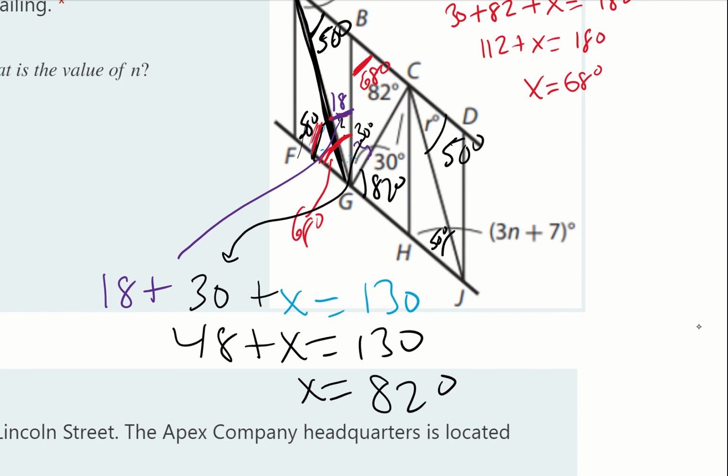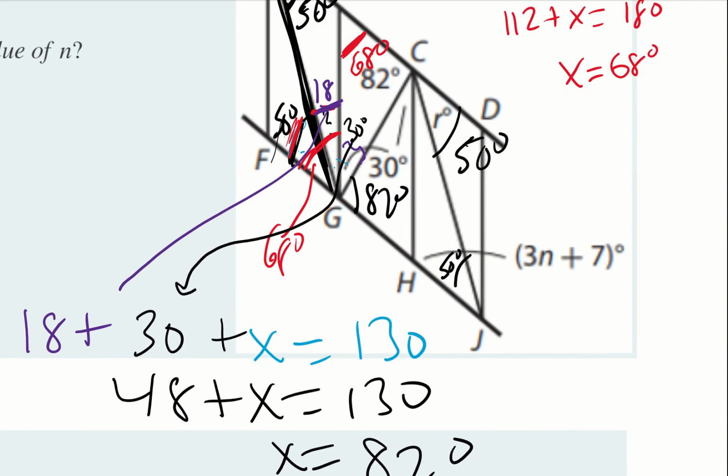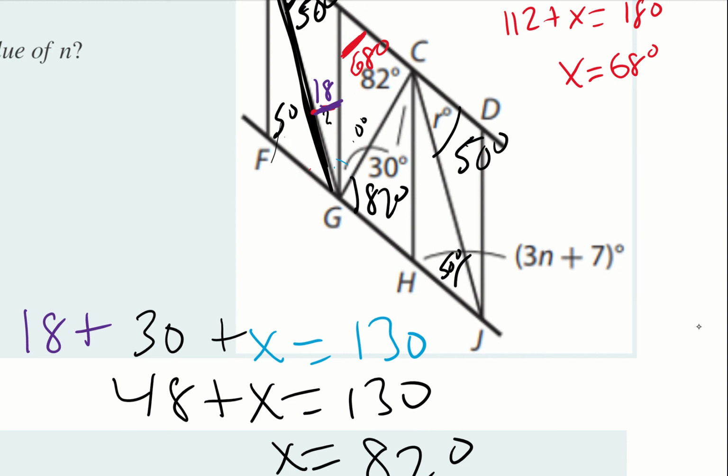All right, so we got a lot of these angles. So let's see how they're going to help us out. I'm going to go ahead and delete some of these lines so we can summarize what we know. This is 50, this is 18. That angle right there was 30. And this is 82. So we know now that this angle is 112 because 30 plus 82 is 112.